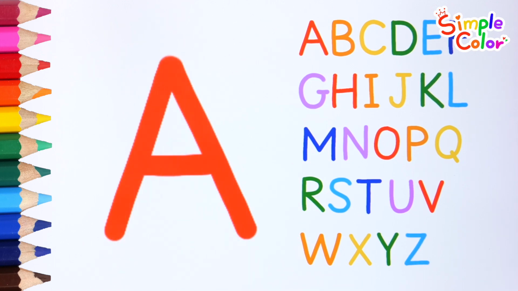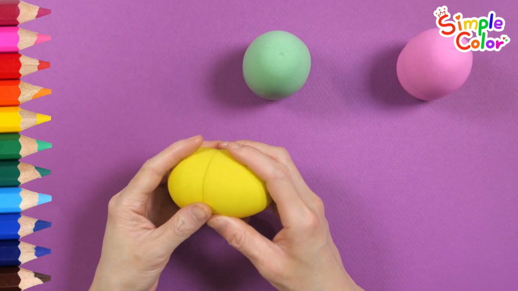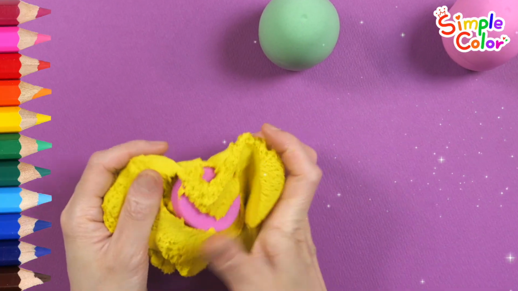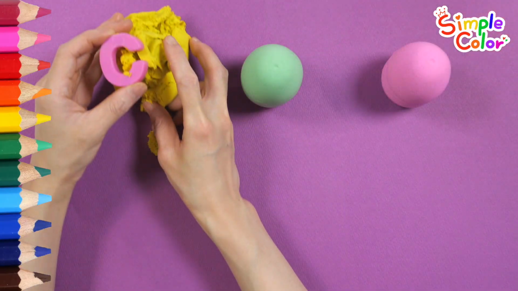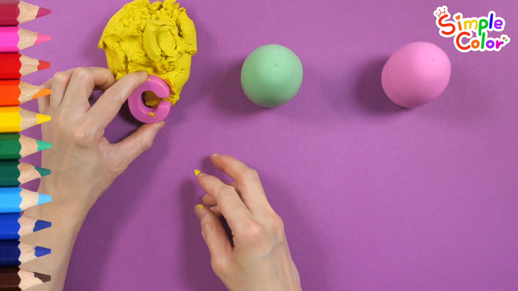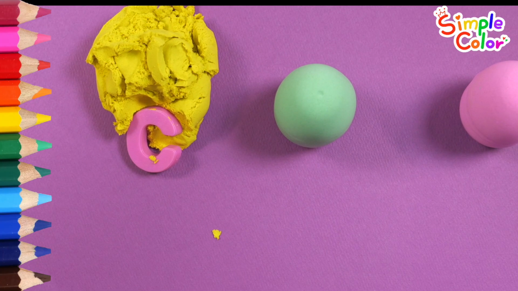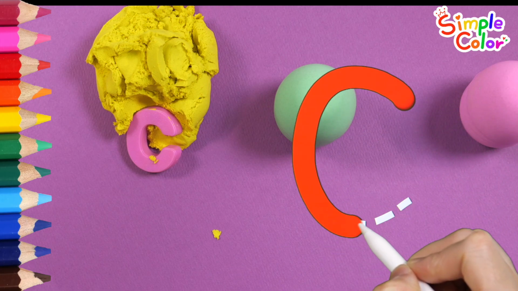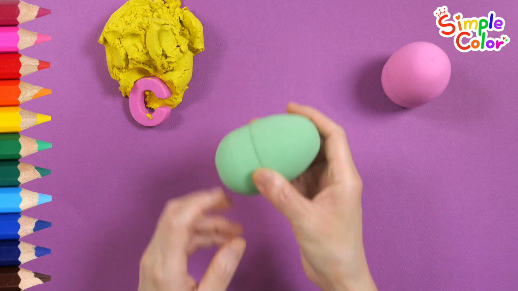Very good. Let's learn the alphabet C today. What's inside Mad Matter? It's alphabet C. Let's write the letter C along the dotted line. C. What's in it this time?